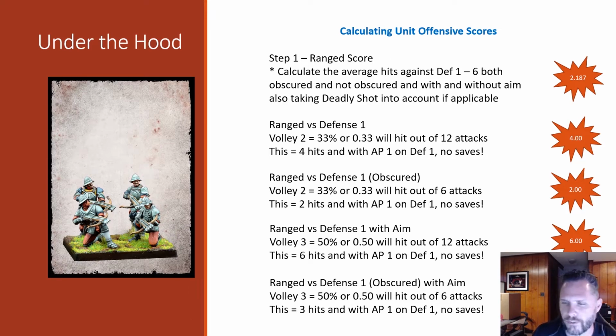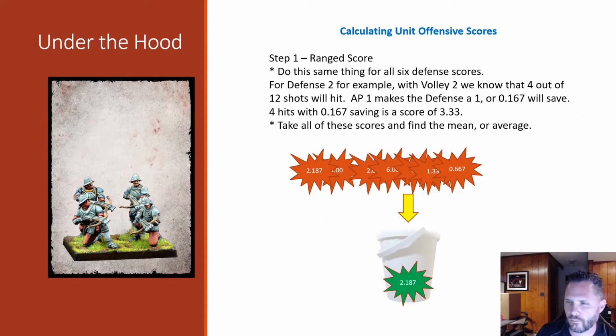So that's 4 hits. And then we do range versus defense 1 obscured. Well, that's half, so that's 2 hits. Range versus defense 1 with aim. Well, that's 6 hits. And then range versus defense 1 with aim and obscured, we get 3 hits. And this kind of breaks down the math. So aim, of course, adds 1 to volley. So volley 3 is 50% of my hits. And I take all of those values, and I get an average, and that's where the 2.187 came from. So here we have all of those scores being dumped into the average bucket for range attacks.